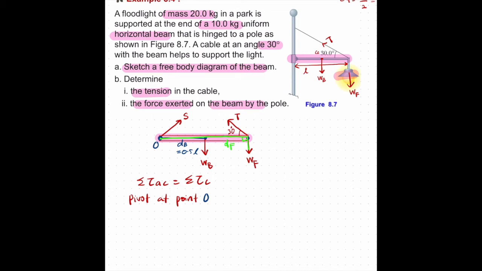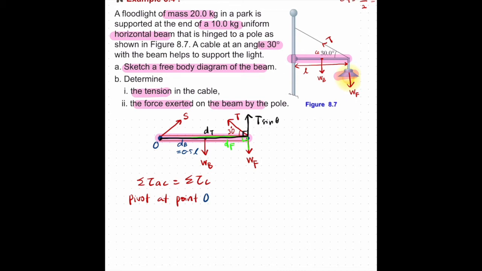Another one is the torque at this point, from the axis of rotation to this force. If we want to use D, we need to find the perpendicular force, which means we must resolve this T. Then T perpendicular is equal to T sine theta, where theta is 30 degrees. Then we will have here the perpendicular distance D for tension T.